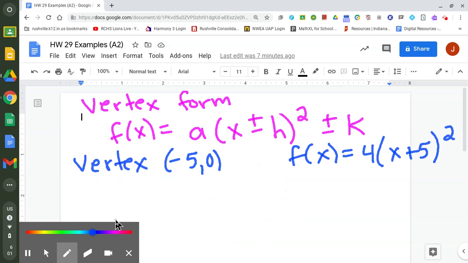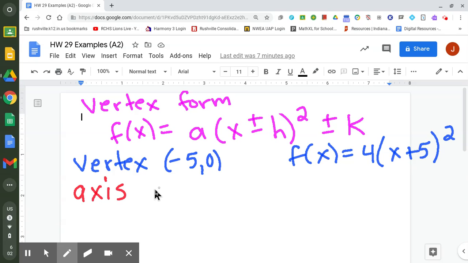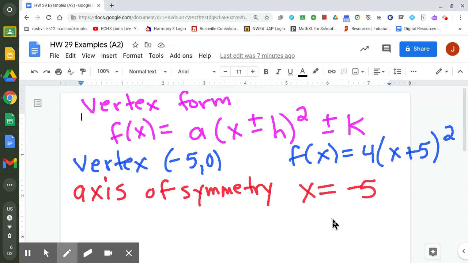So then the second thing that is asked is the axis of symmetry. So the axis of symmetry is always the x of the vertex, or in this case, it's the h of the vertex. So my axis of symmetry would be x equals -5.